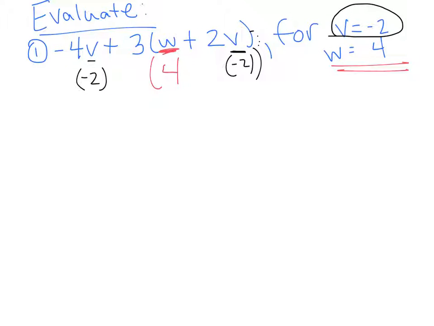Now there's all this other stuff I haven't brought down yet. You should bring that down. So my negative 4 was negative 4v, which is negative 4. Now my v is a negative 2. Plus 3 needs to come down. I already brought down my parentheses. I already changed my w to a 4. Bring down your plus sign. Bring down your 2. It's 2v. So now it's 2 times negative 2. And I brought down my other parentheses. So again, all of the variables are gone.